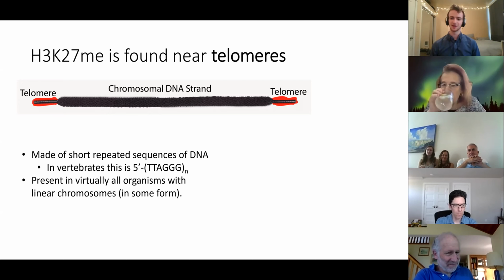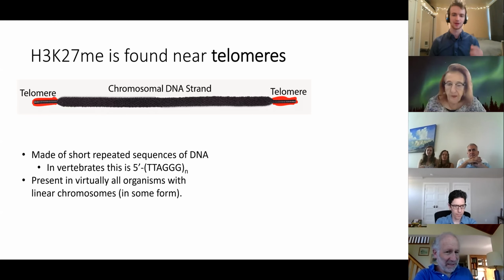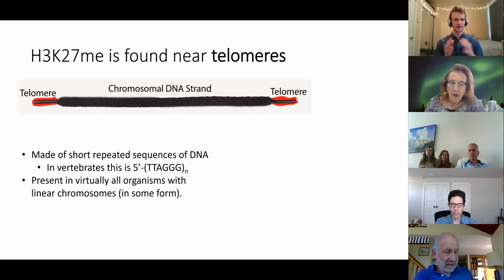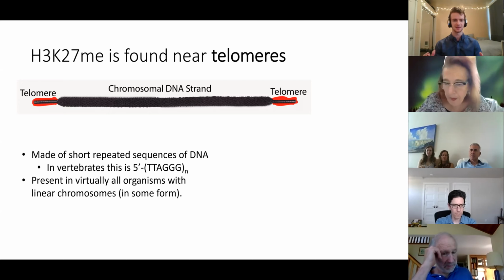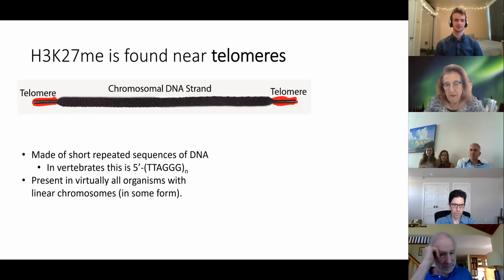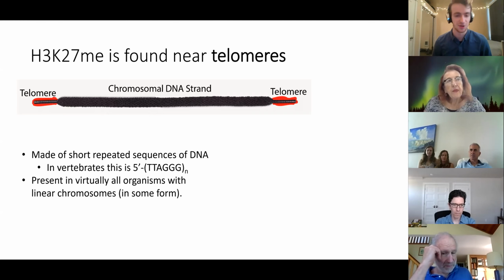Telomeres are typically many repeats of a short sequence of DNA in vertebrates and a few other organisms, including us. This is TTAGGG, and that's just repeated in humans thousands of times, and in other organisms more or less. But all organisms that have linear chromosomes need some form of protection near the ends, or their DNA gets damaged. So this is just what most eukaryotes use.